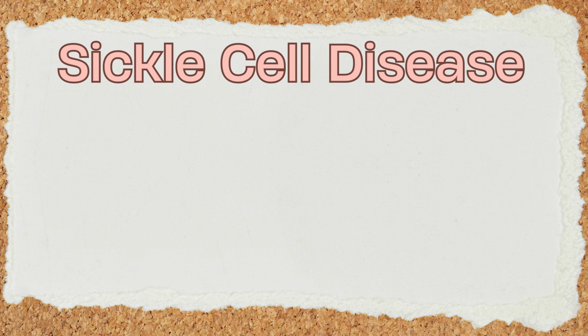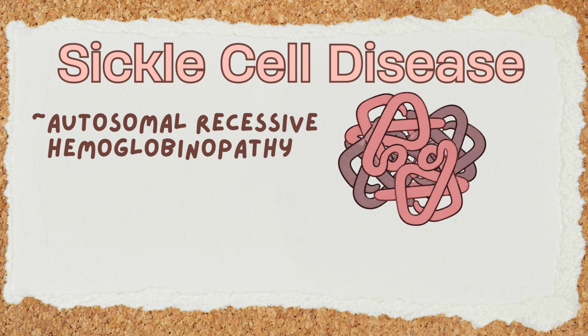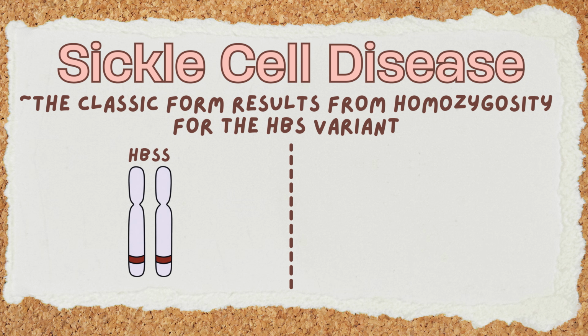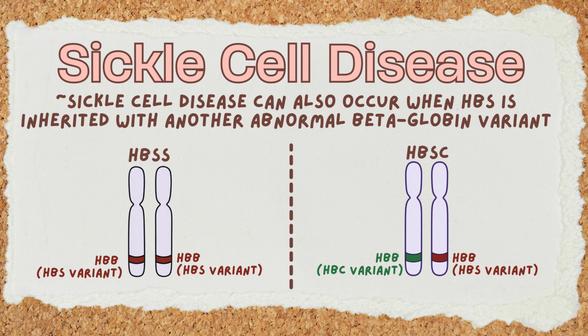Sickle cell disease, or SCD, is an autosomal recessive hemoglobinopathy caused by pathogenic variants in the HBB gene. The classic form results from homozygosity for the HBS variant, but sickle cell disease can also occur when HBS is inherited with another abnormal beta globin variant, such as hemoglobin C or beta thalassemia.